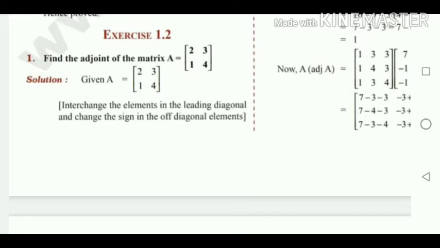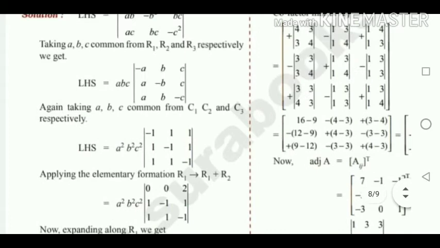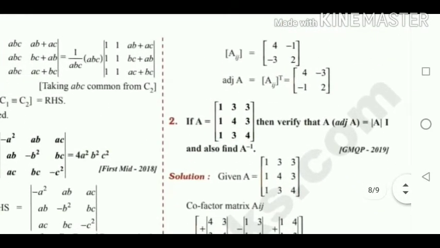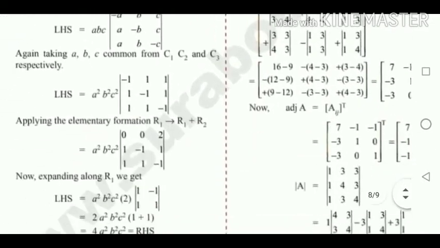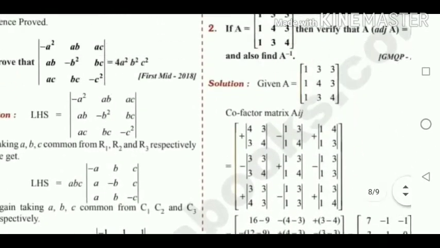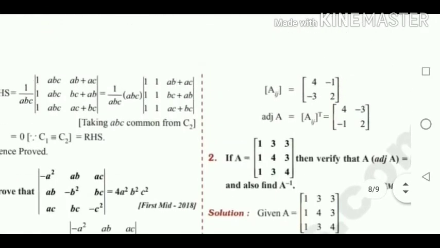Change the sign of the off diagonal. Off diagonal is 3, 1. Now I am changing the elements. Listen here, 2, 4 is changed as 4, 2. Then change the sign of the off diagonal, which is plus 3, plus 1. Here it is changed into minus 3, minus 1.